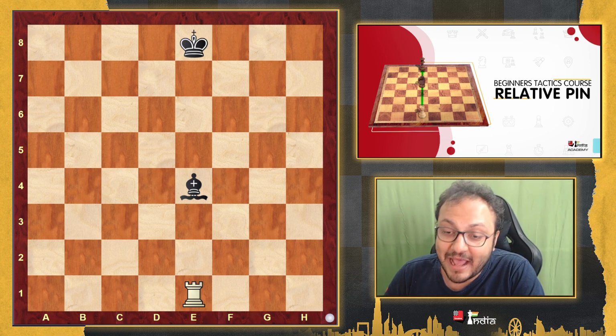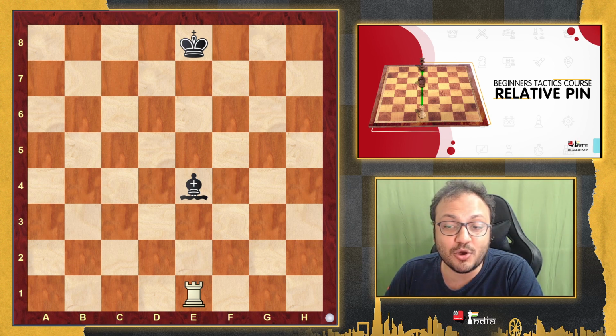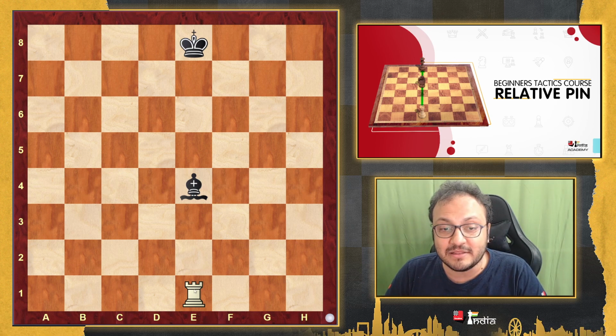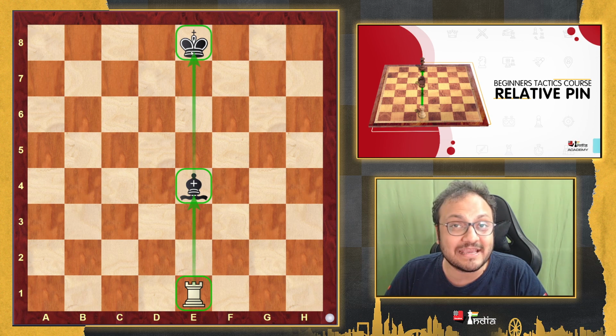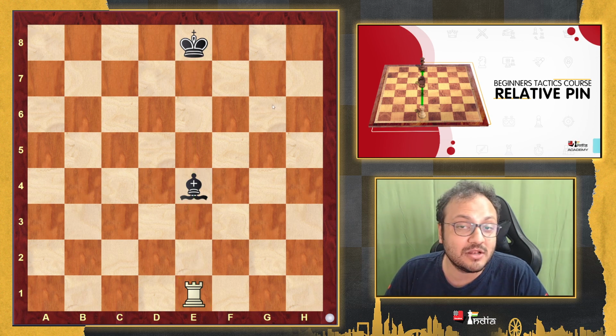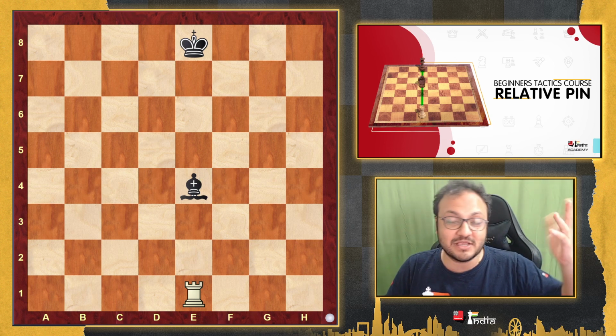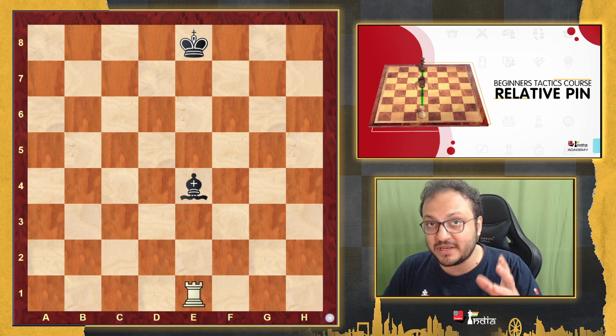We have learned about absolute pin and the position on your screen right now is that of an absolute pin. Why is it called an absolute pin? Well, that's because right now the bishop is pinned to the king. It cannot move at all because it's not allowed by the rules of the game. There would be a check to the king. So that is an absolute pin.